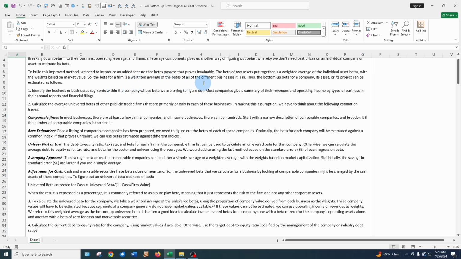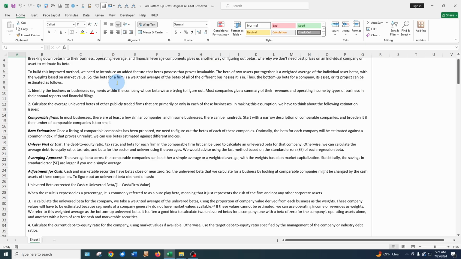The beta of two assets put together is a weighted average of the individual asset betas with the weights based on market value. So what you're doing is, it's called the law of large numbers. What we're going to do is we're going to try to gather as much information as we can regarding a company and its comparables. Then we're going to crunch all the betas together. And in the end, we're going to get a weighted beta of the markets. Is that better? Well, generally speaking, yes.